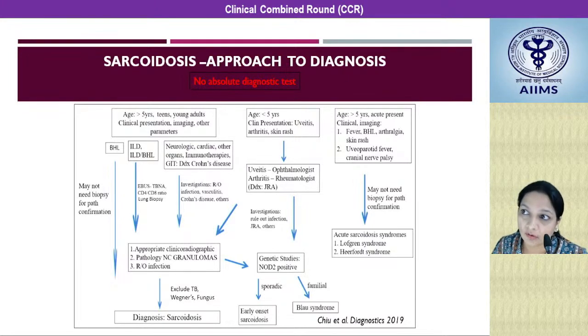However, in cases of diagnostic dilemma or possibility of ILD, mediastinal lymph node biopsy by endobronchial ultrasound TBNA and BAL CD4 CD8 ratio or lung biopsy can help to clinch the diagnosis. Also, it is very important to exclude tuberculosis, Wegener's granulomatosis and fungal infections, which are other granulomatous diseases. Also, there is an entity called early onset sarcoidosis, which presents in children less than 5 years of age as uveitis, arthritis and skin rash, and for this genetic studies are needed for diagnosis. In acute sarcoidosis syndromes like Lofgren syndrome and Heerfordt syndrome, biopsy again may not be needed.